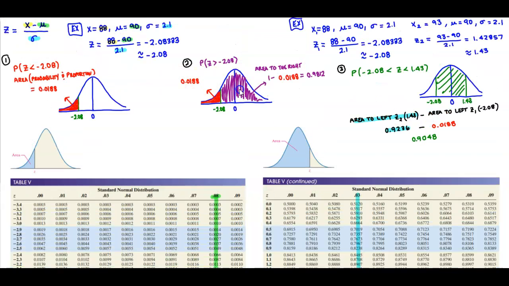So these are the 3 scenarios that come up when you're using the table to find the areas, or probability or proportion, of that particular z-score.